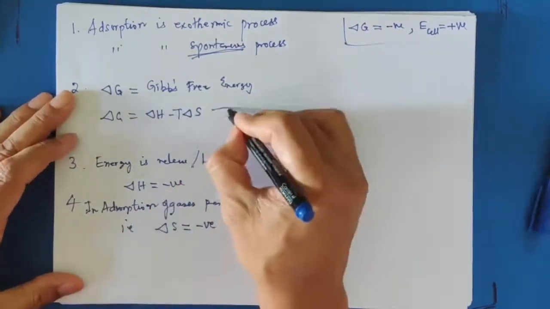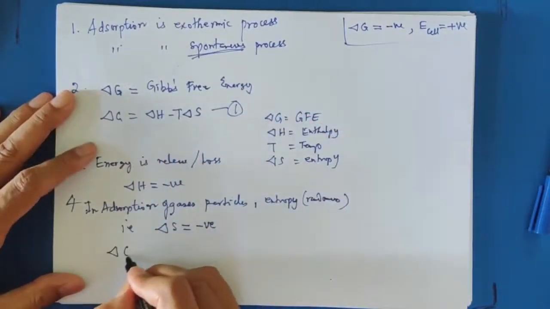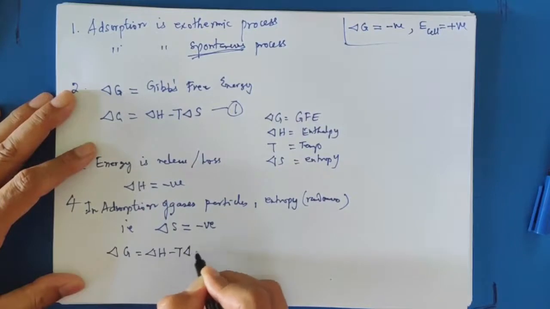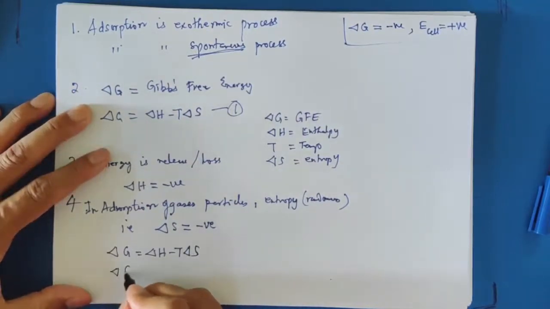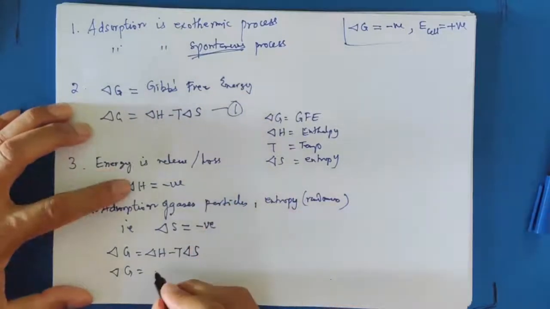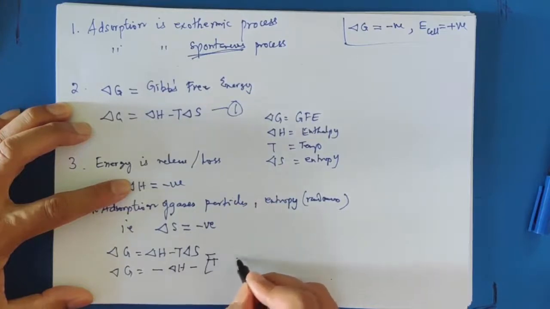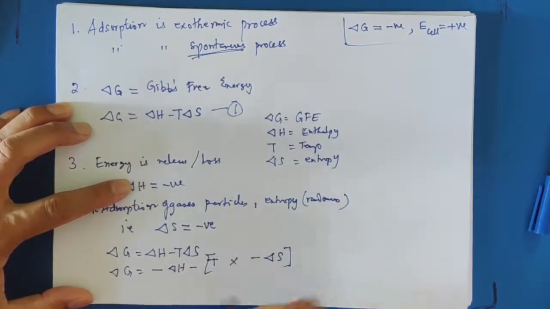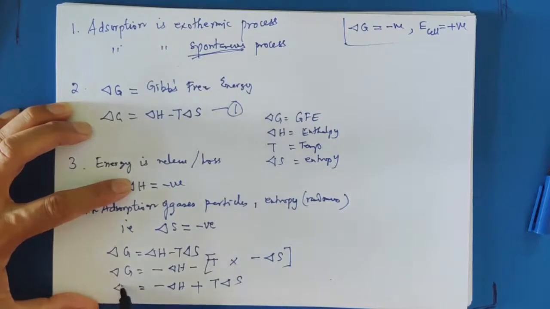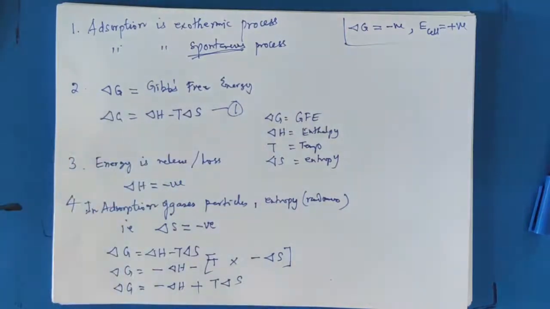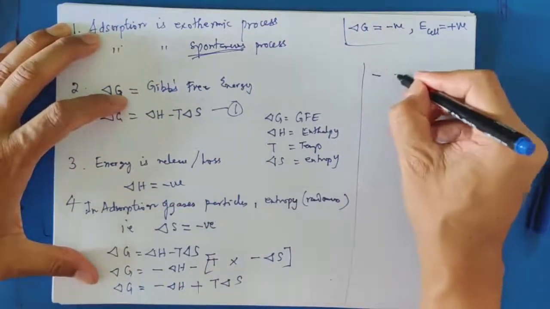Now in the equation, delta G equals delta H minus T delta S. Delta H is negative since energy is released, and delta S, the entropy, is also negative. So minus into minus gives plus, and delta G is delta H plus T delta S. For a spontaneous process, Gibbs free energy has to be negative.